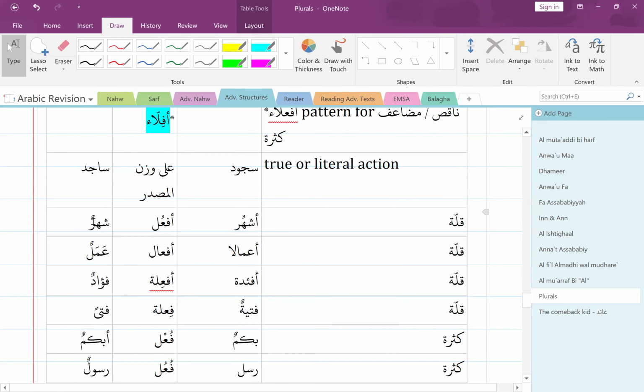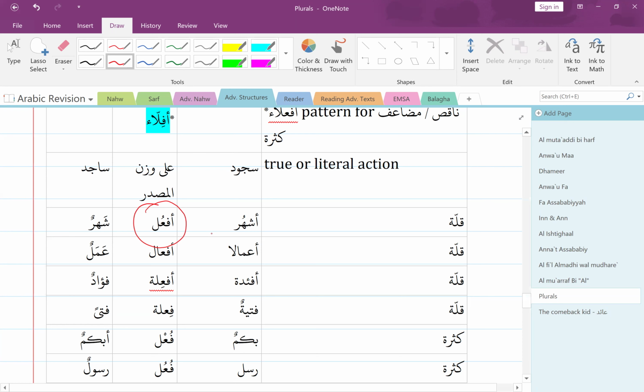So this is shahrun, sorry. Did I say, I think I said shuhrun. Shahrun. Shahrun is a month, 1 month. Okay, you put it into a broken plural, it becomes ashhurun. So this pattern af'ulun is what we are looking at. So anything that falls, any broken plural that falls into this pattern af'ulun, it shows less. It shows fewer quantity.